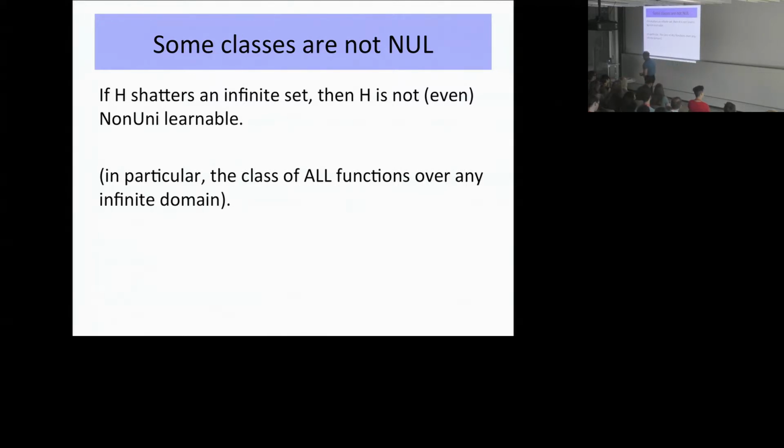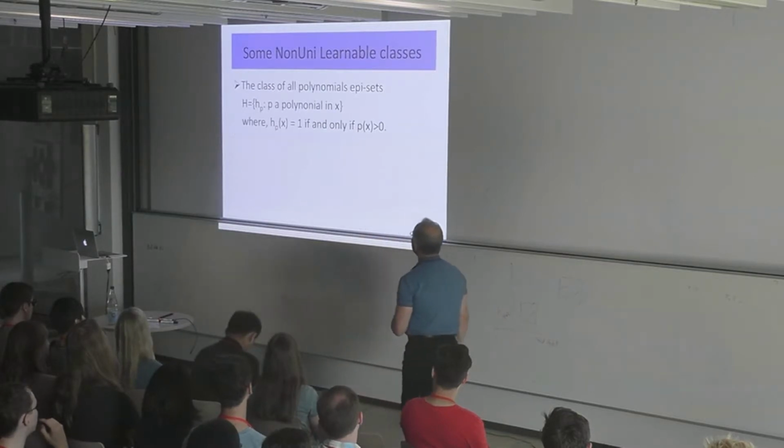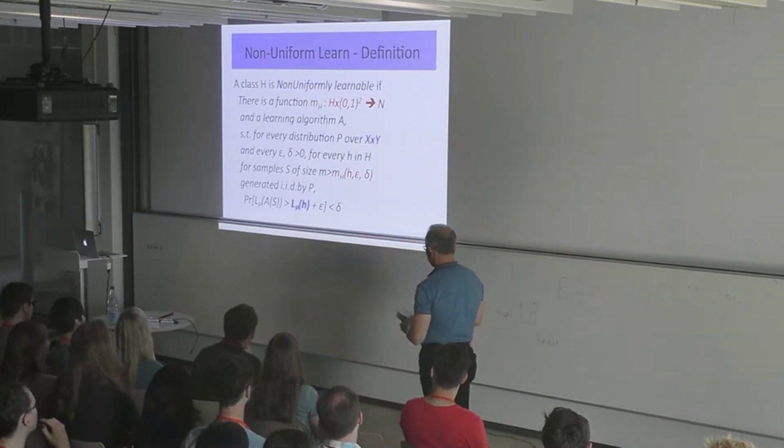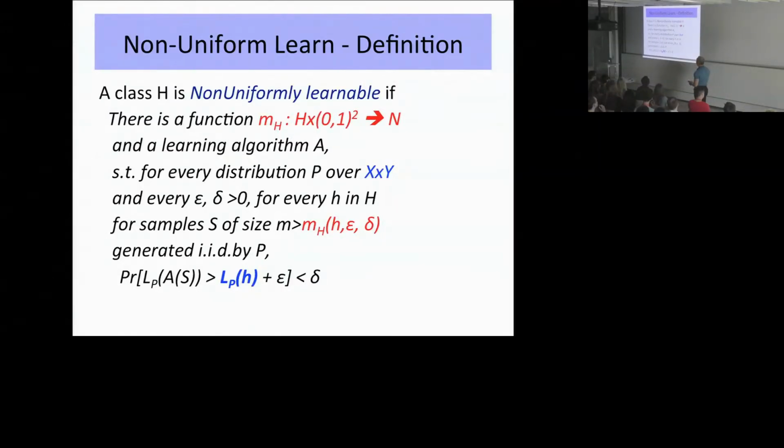Let me make one more comment, which is not on my slides. When we talked about the non-uniform learnability, we allowed M to depend on H and epsilon and delta, but we wanted this number to be fixed regardless of the distribution. What happens if I go even one step further and I allow myself to have this number depend also on the distribution? What will I get then?